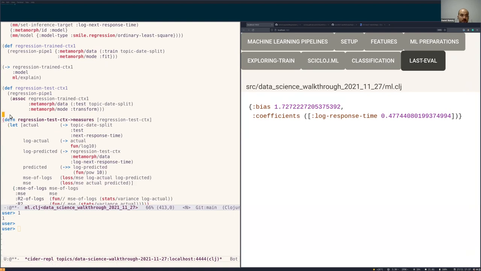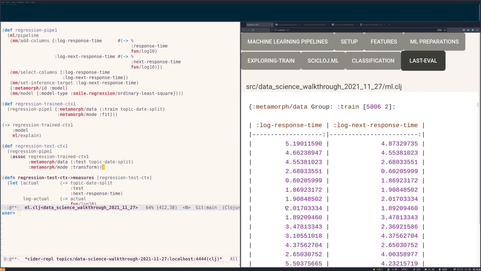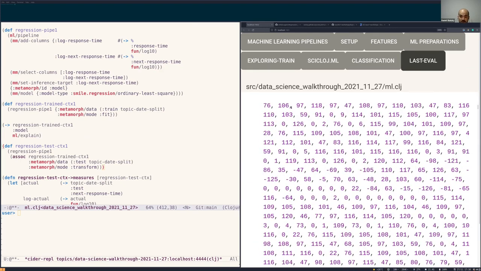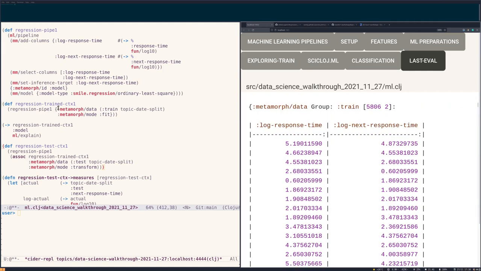So what we are doing here now is we are taking the trained context. What is this trained context? What is this structure we created here? Let us look at how it looks. So it is a map. Oh, didn't it print nicely? It depends how large the map is. Yes, so it took some time to pass to the browser. The model is there, the binary of the model. That is the issue. So that can be very ugly to print.